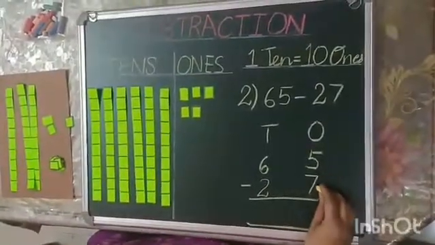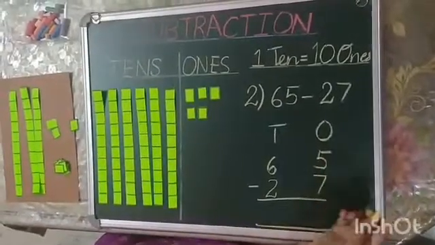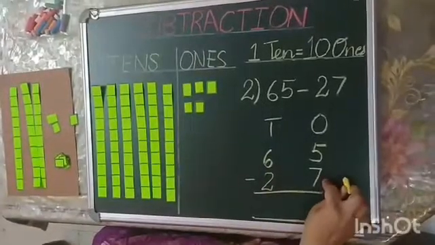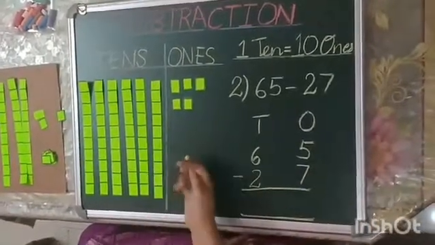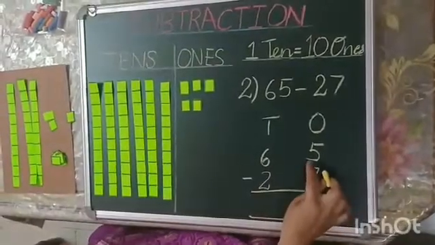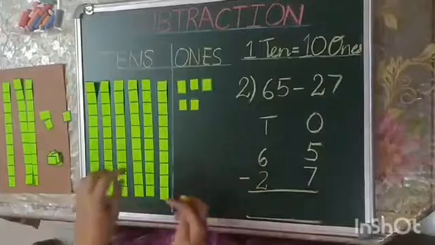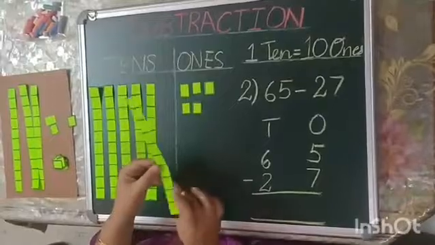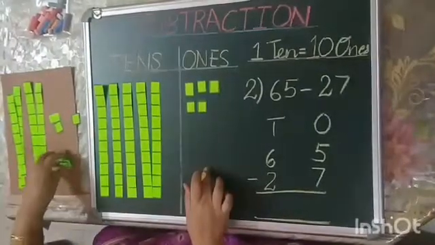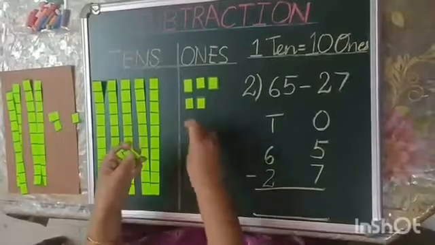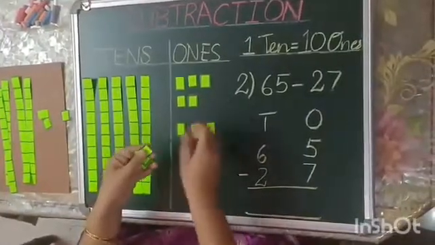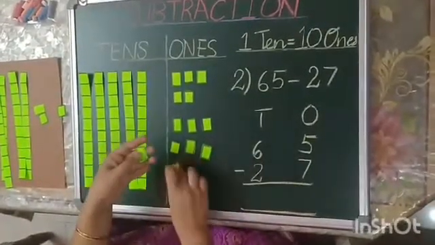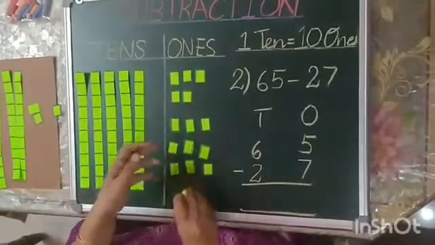Now what I have to subtract? 7 from 5. This is not possible. Children, if you have 5 candies, you cannot give 7 to any other child. So what we have to do? We will go to the next door and borrow 1. This is called regrouping. I will change this 1 ten and put 10 ones here. 1, 2, 3, 4, 5, 6, 7, 8, 9, 10.